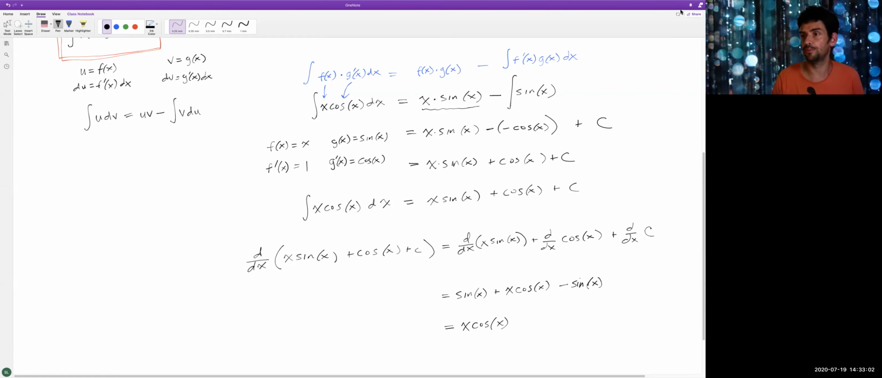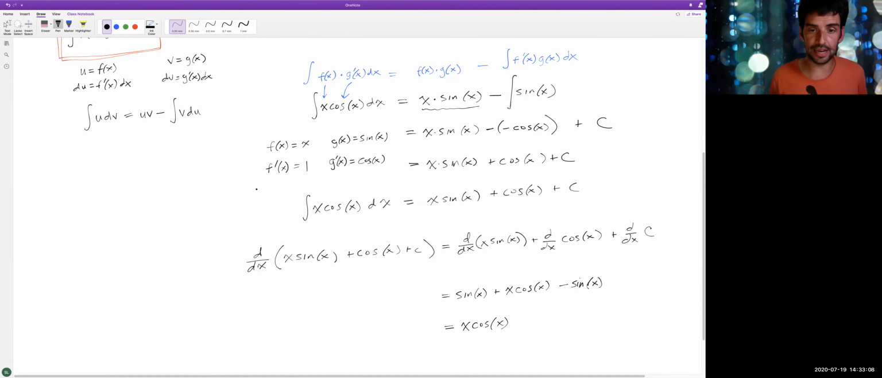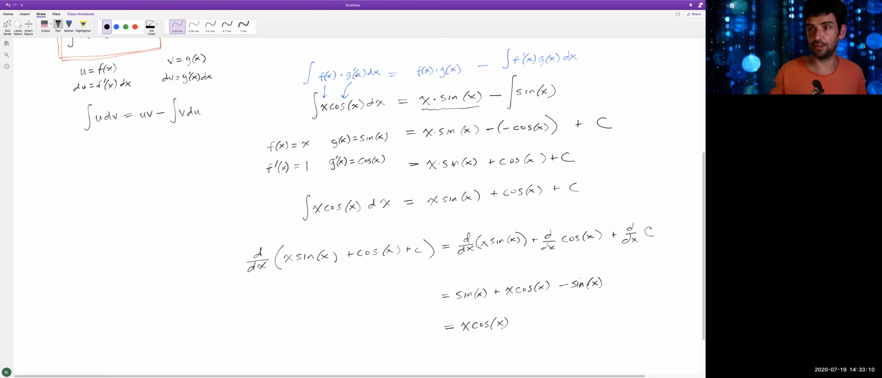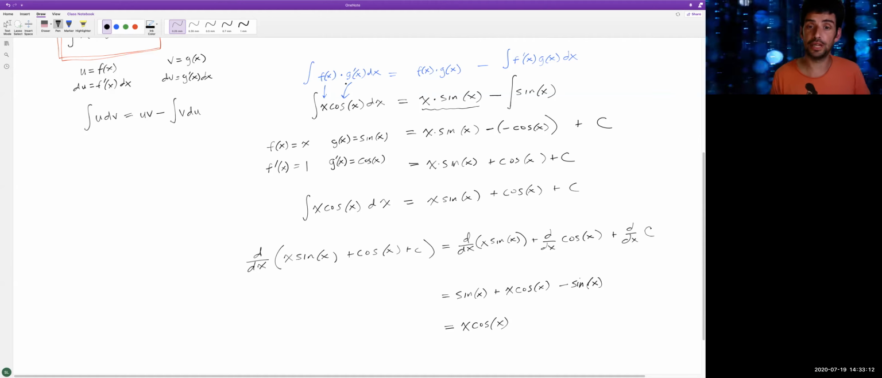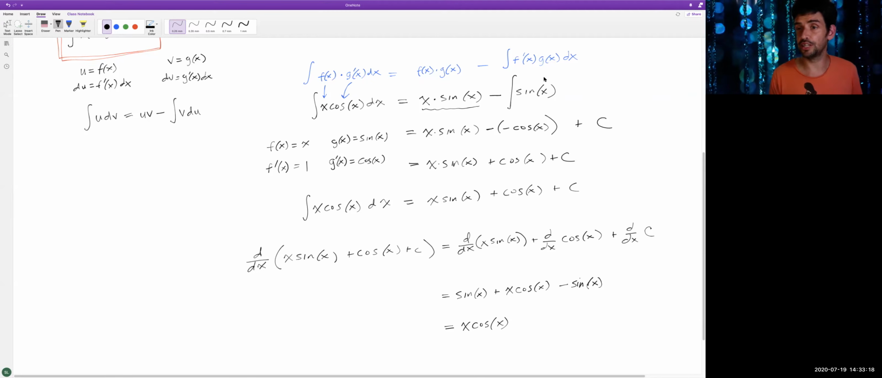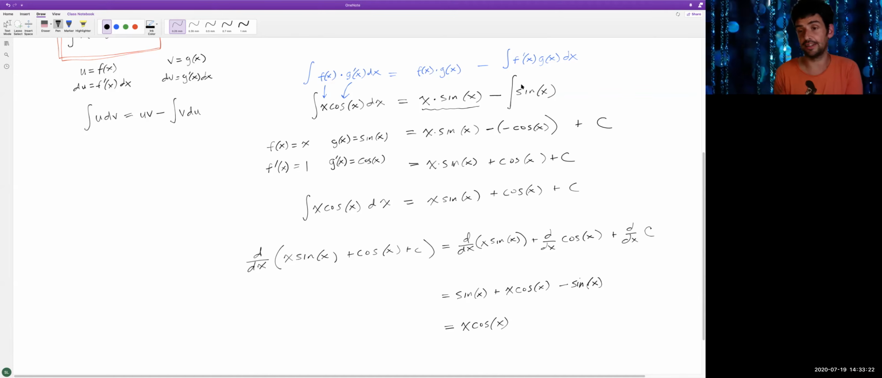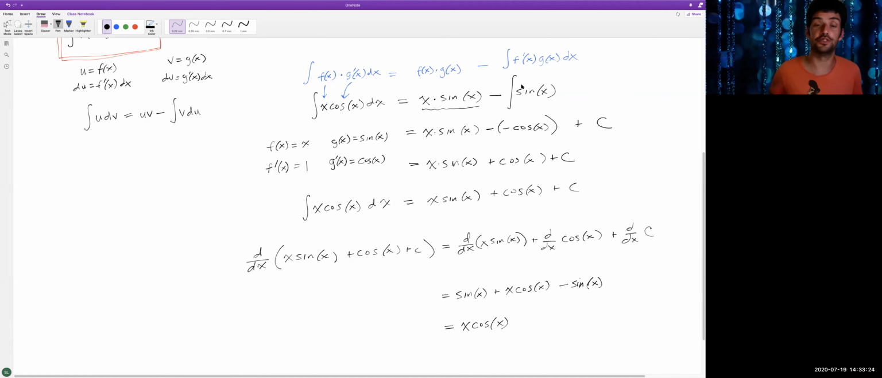I'll do some more examples in later videos. These certainly can get more complicated. It's not always obvious, right? I made it seem obvious here because I'd already done this problem. What should be f? What should be g prime? If you choose wrong, you might end up with something worse than what you started with. In this integral that we came up with, this worked out nicely. The antiderivative of sine of x is an easy one to do.